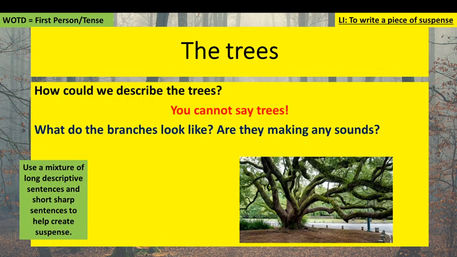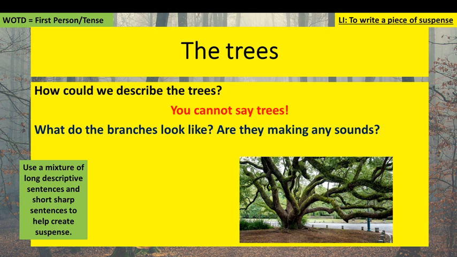Okay, so we're going to look at some different parts of that forest now and think about how we could describe them. So the first part we're going to look at is the trees. And you have a couple of words here in the word jail. You cannot say trees when you're describing them. And I'm also going to say that you cannot say branches or anything like that. So you can't say twigs either. So I want you to think about what they look like, and potentially are they making any sounds?